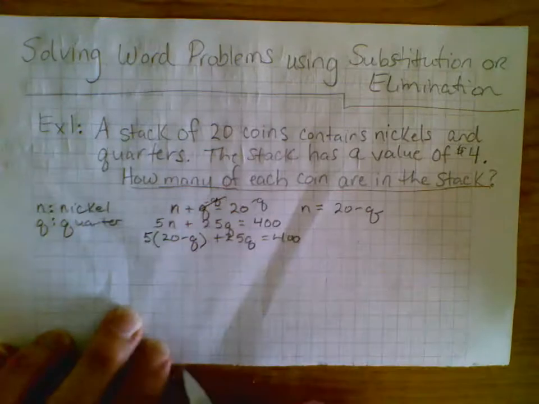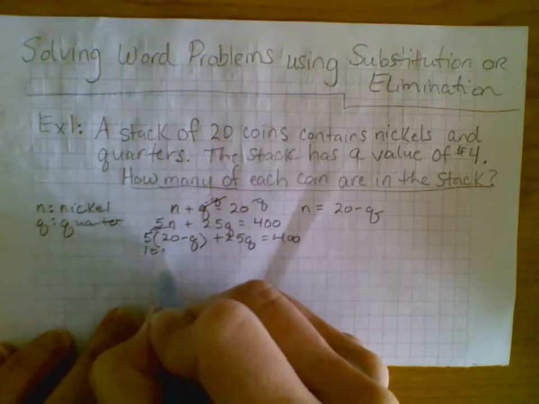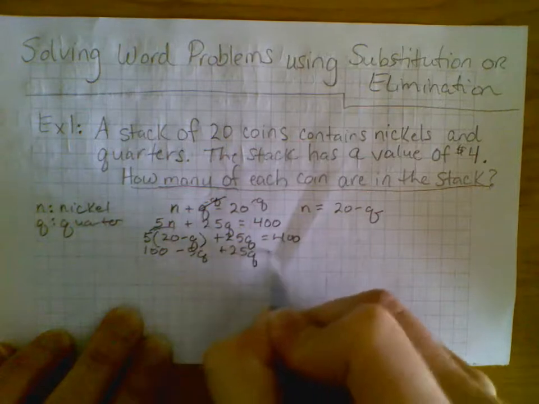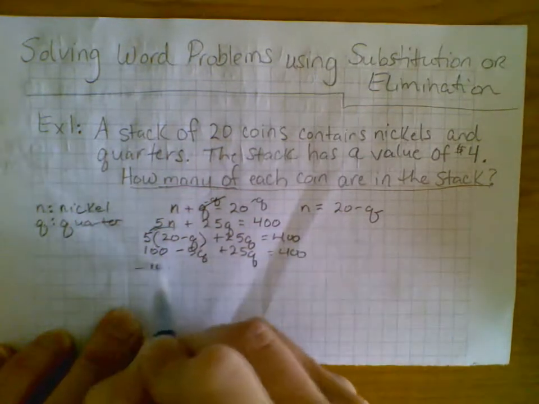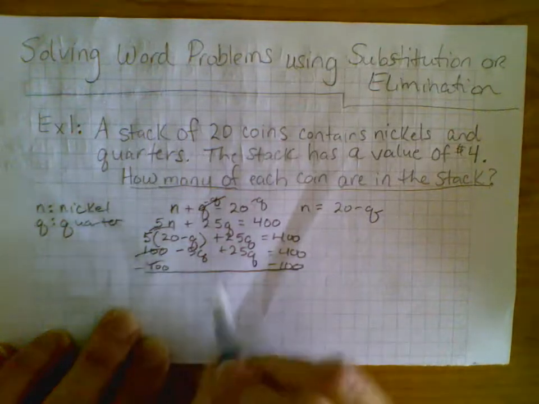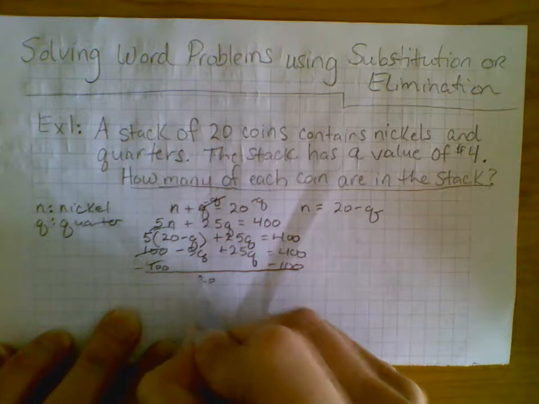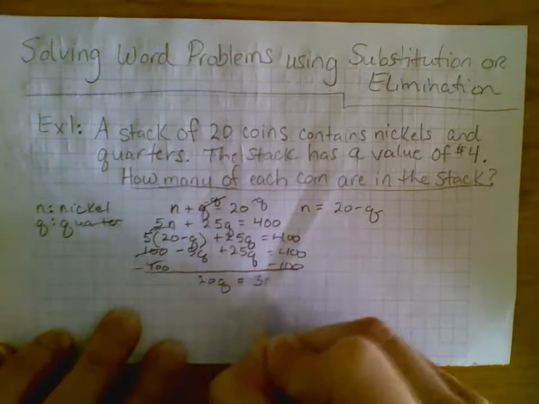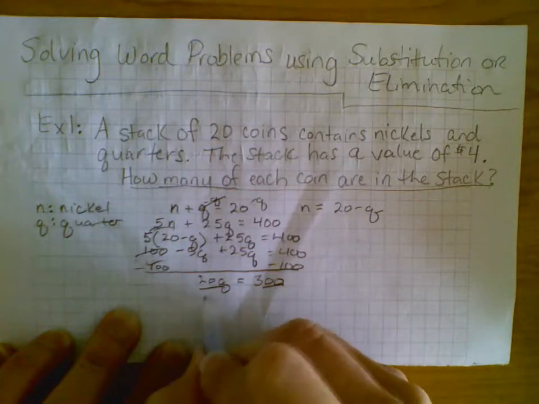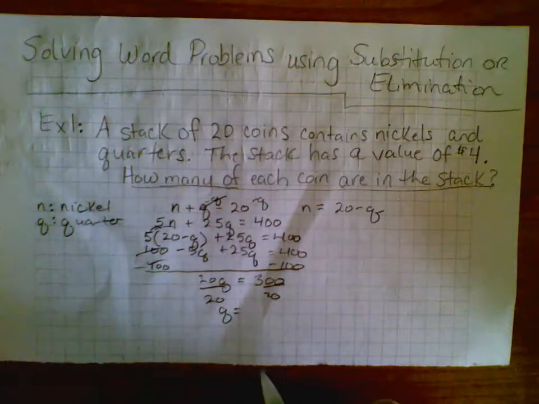And then I'm going to solve for q. So I'm going to distribute. I'm going to subtract 100. I'm going to simplify, so negative 5q plus 25q is 20q, and then divide by 20. So q equals 15.